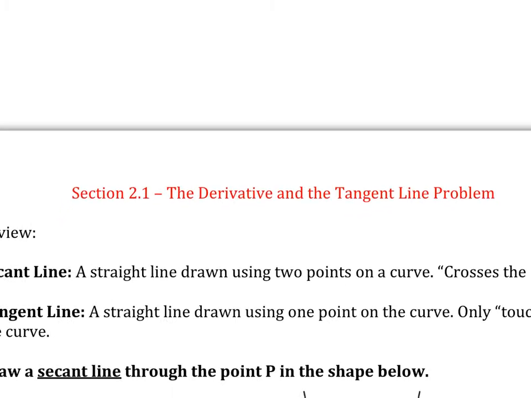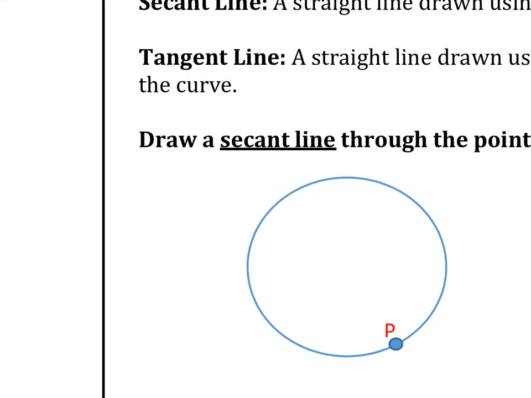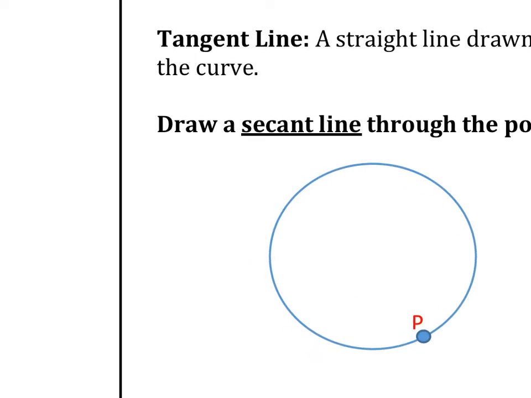All right, so I am going to show you two pictures. Actually, let's do one at a time. This picture. So you're going to take out the whiteboard that's underneath your desk with some markers. You're going to draw a secant line through this point P, and you're going to show that to me.